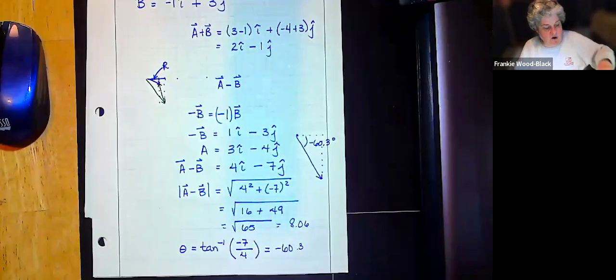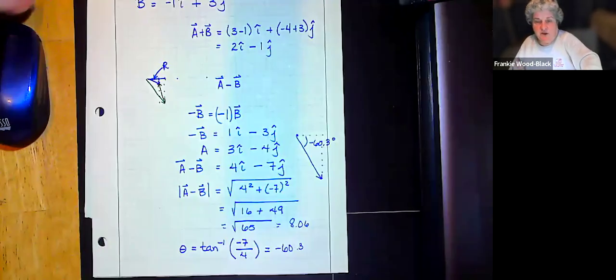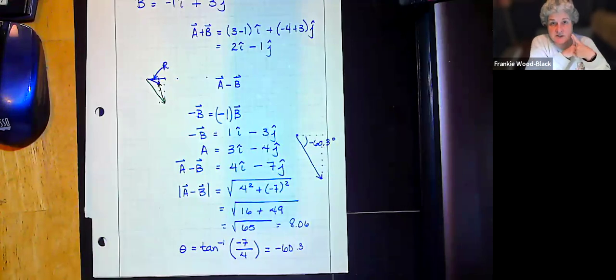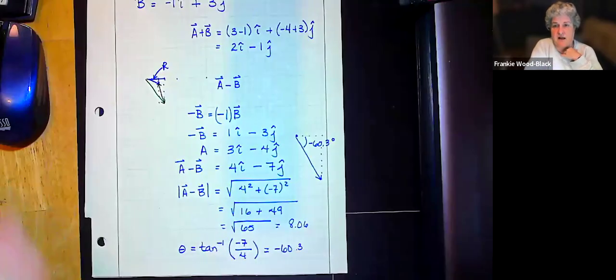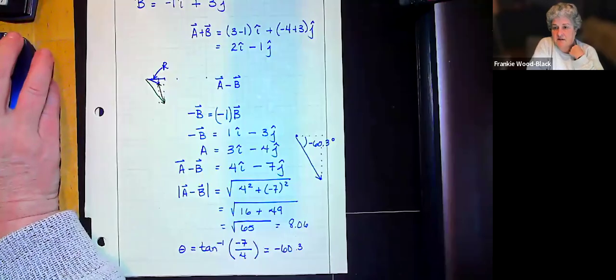Okay, so what we've done is we've reviewed our one-dimensional motion, and then we've reviewed our vectors for tonight. Any questions about the vectors?